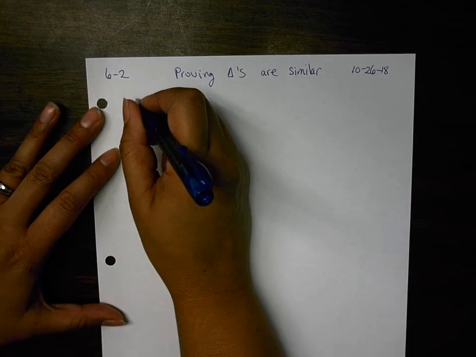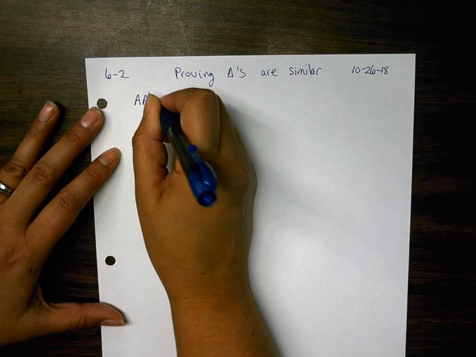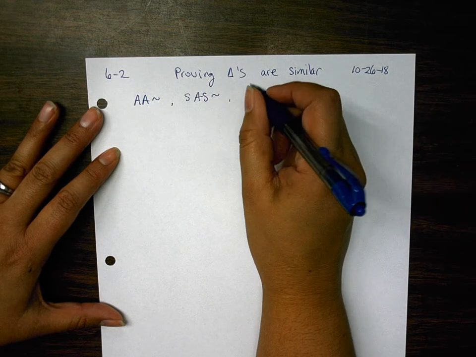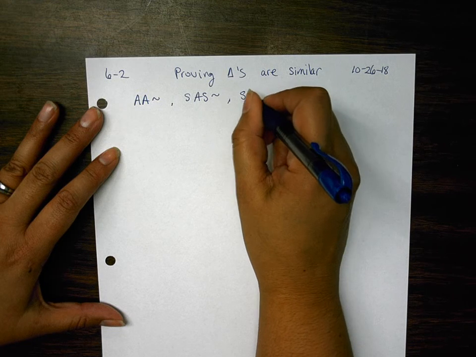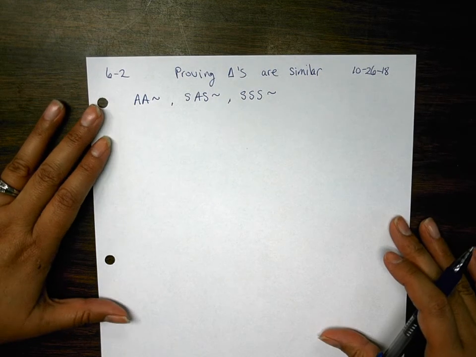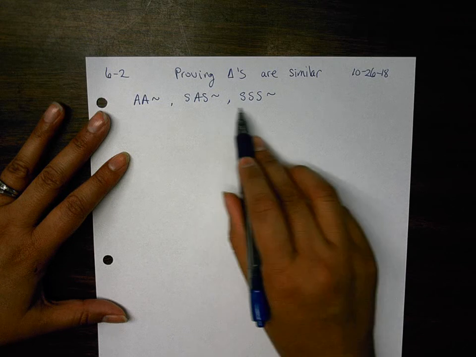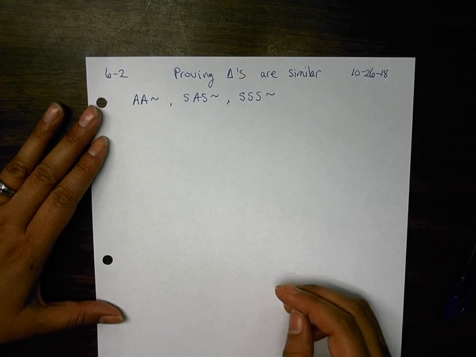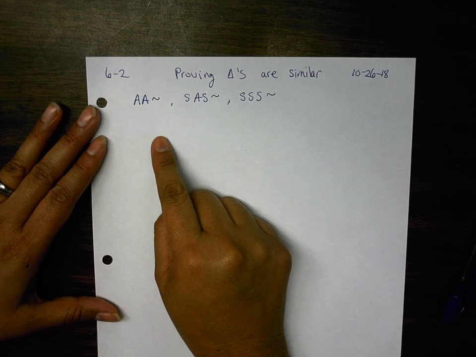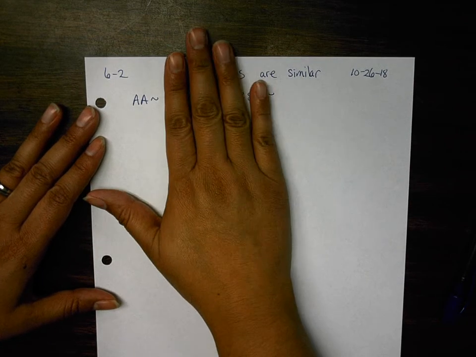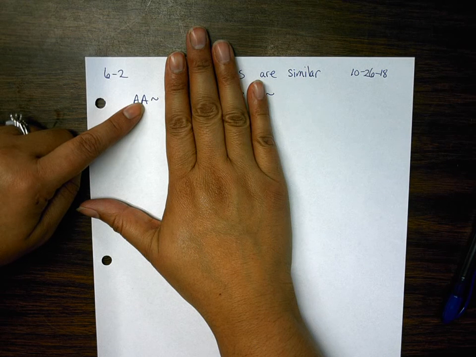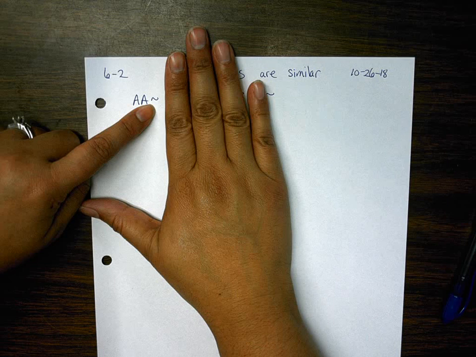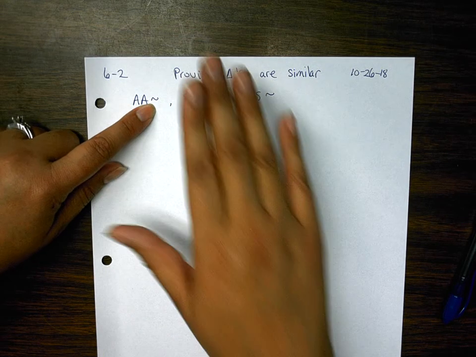So the three that we have are angle-angle similarity, side-angle-side similarity, and side-side-side similarity. It's important to put the little tildes at the end to show that this is similarity. Anytime you're dealing with angles, for similarity, the angles have to be congruent. So right here, if I can prove that two corresponding angles are congruent, I can stop and say the two polygons or the two triangles are similar.